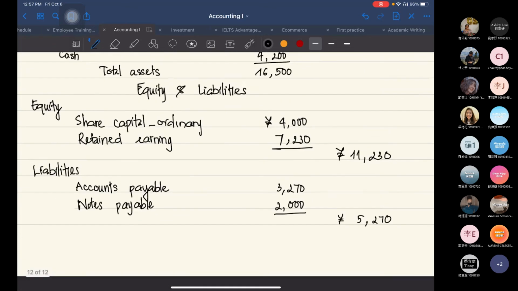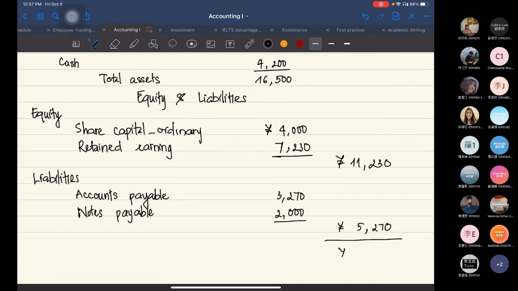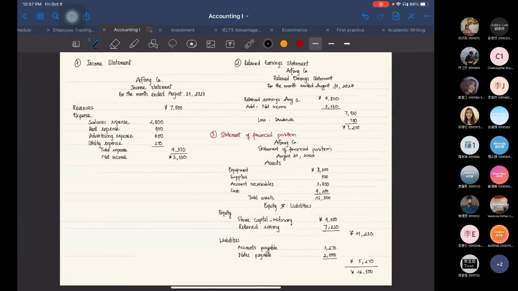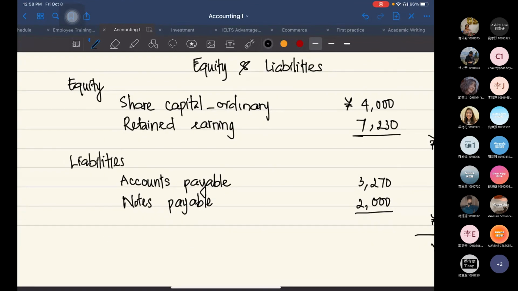Is it correct? Yes. Yeah, I'm happy to hear that. Okay, that's it. Oh, forgot to put this one here. Total equity and liability.